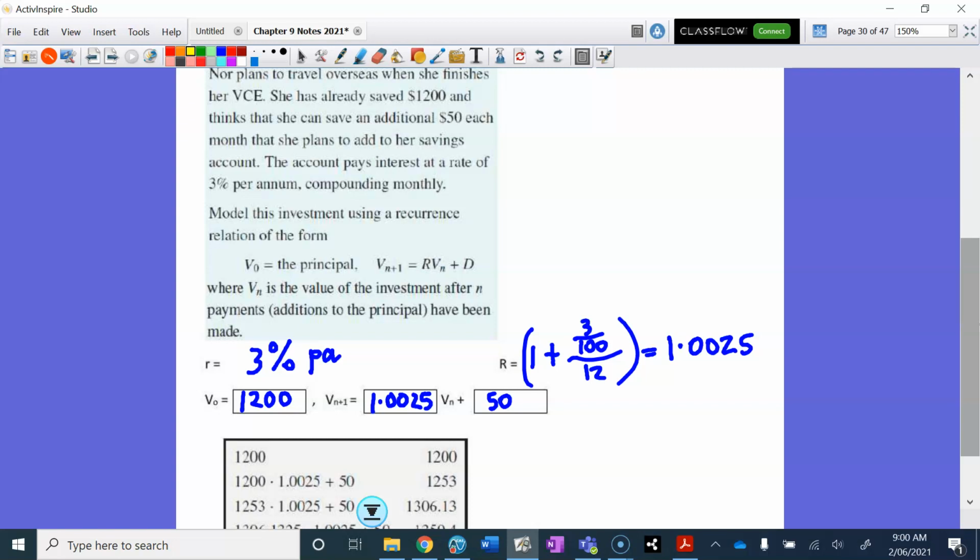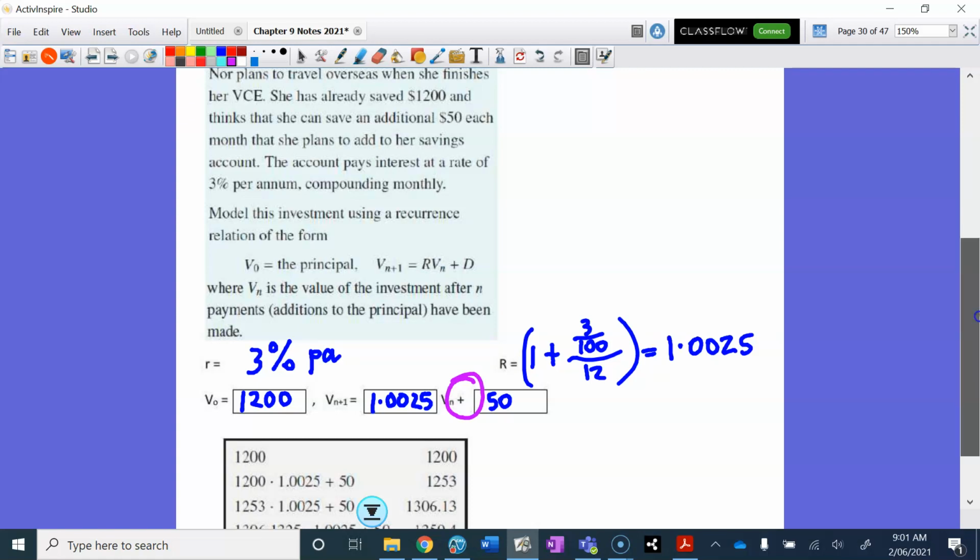So when we're writing our recurrence relation to model that investment situation, our V0 is going to be 1200. Our Vn plus 1 is equal to big R, which is 1.0025, times the Vn, the current value, and then we're going to add $50 to that per month. So it looks very similar to a reducing balance loan type situation with a payment happening, but very important to note that in this case we're adding the payment. We're not subtracting that payment.